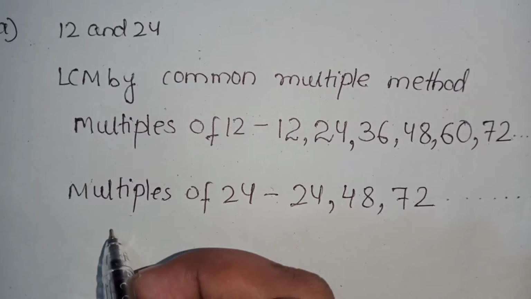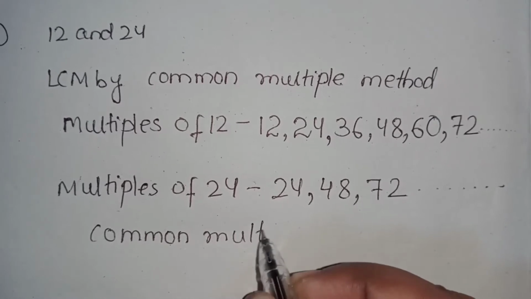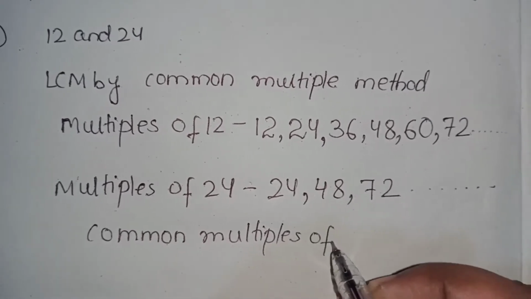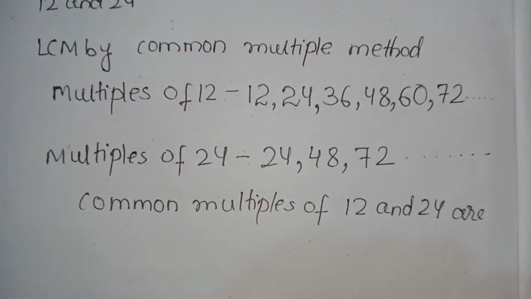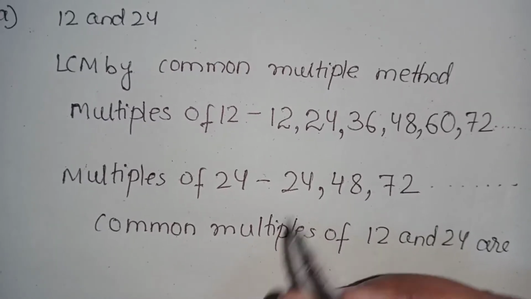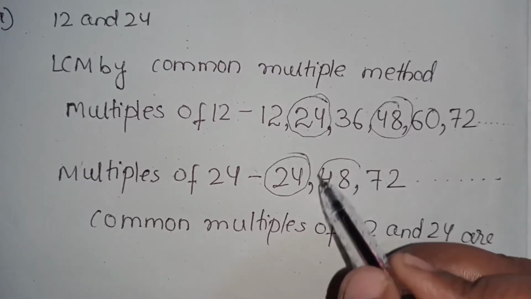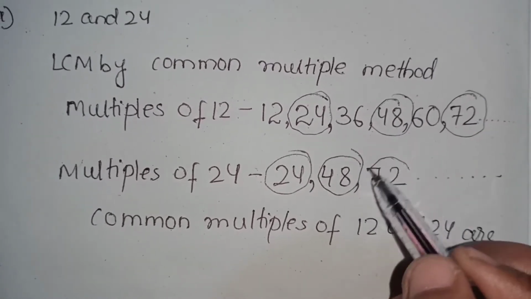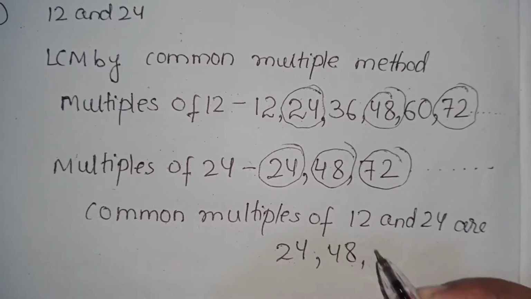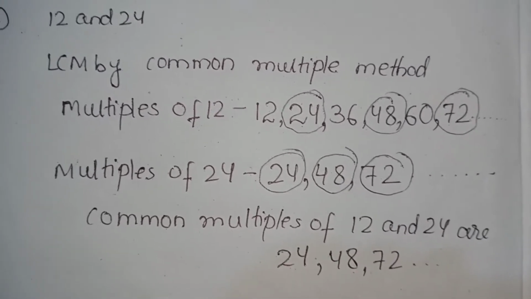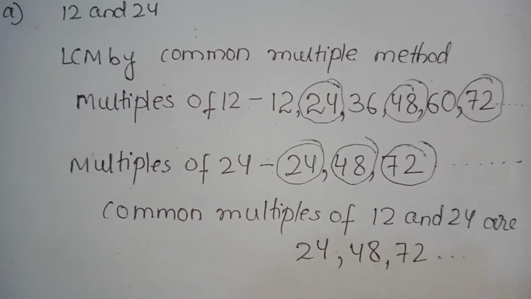So now let's write here the common multiples of 12 and 24. There are so many common multiples. Okay, but here we have got what? 24 is common, 48 is common, 72 is common. So let's write here 24, 48, 72 and so on. Okay, we have written only this much. That is why we have got only 3 common multiples.